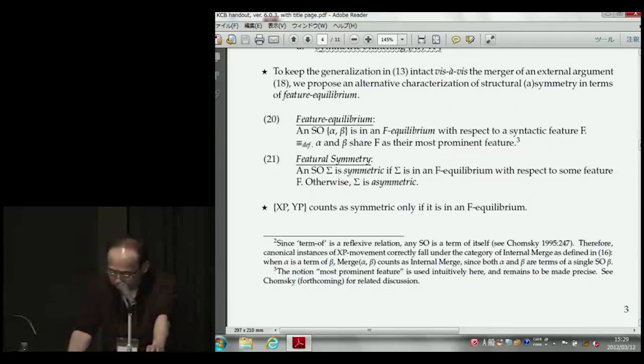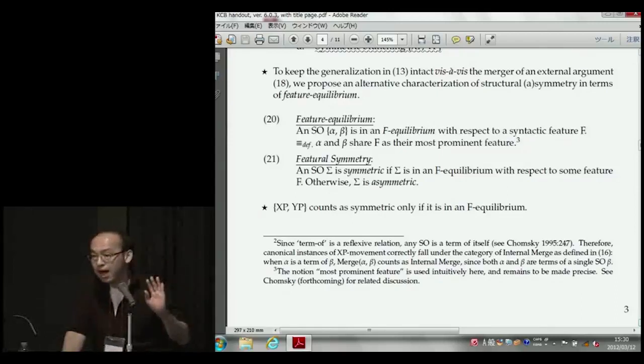Notice, incidentally, that this proposal is based upon one of the traditional insights of X-bar theory, that features are ultimate atoms. It also goes along quite well with Chomsky's recent attempt at reformulating his labeling algorithm in terms of features. So 20, feature equilibrium: an SO alpha beta is in an F equilibrium with respect to a syntactic feature F, which means alpha and beta share F as their most prominent feature. The crucial concept of the most prominent feature, of course, remains to be made precise, as we noted in a footnote. But we need more empirical considerations to decide how actually we sharpen it and define it. Anyway, let's leave it kind of intuitive at this time.